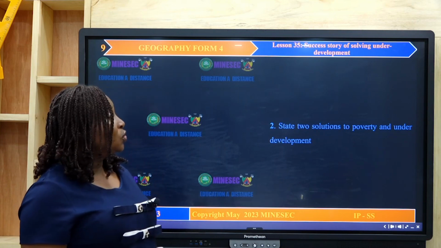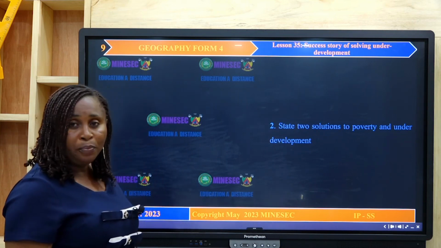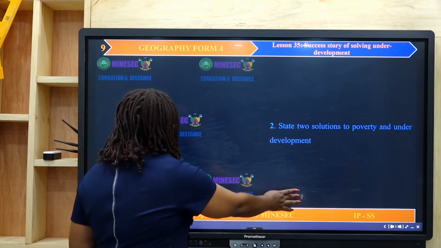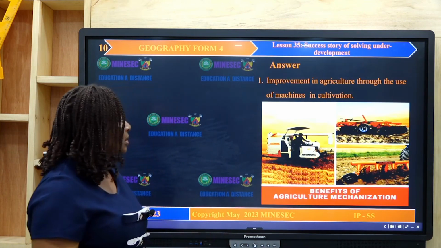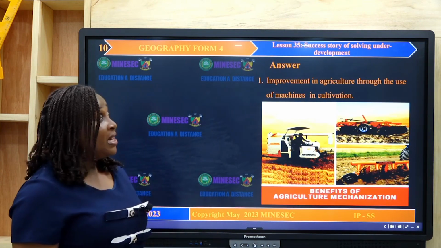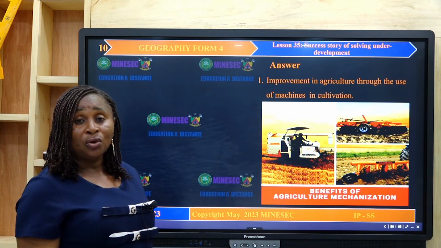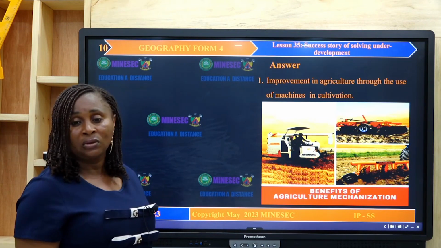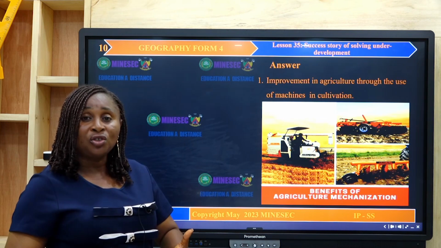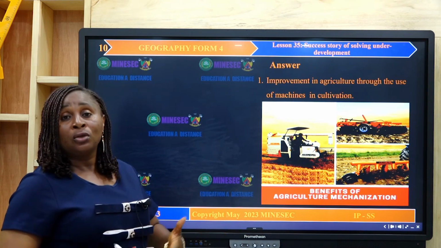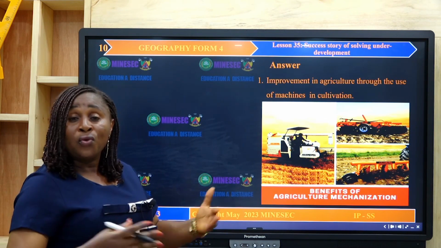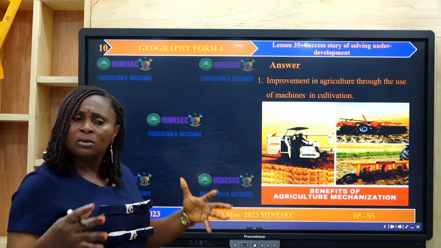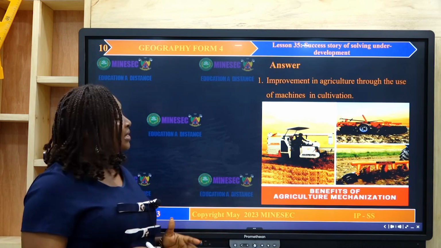State two solutions to poverty and underdevelopment. Improvement in the agricultural sector through mechanization. Mechanization of agriculture, the use of machines to cultivate, to rear animals. That's using machines in the agricultural sector.